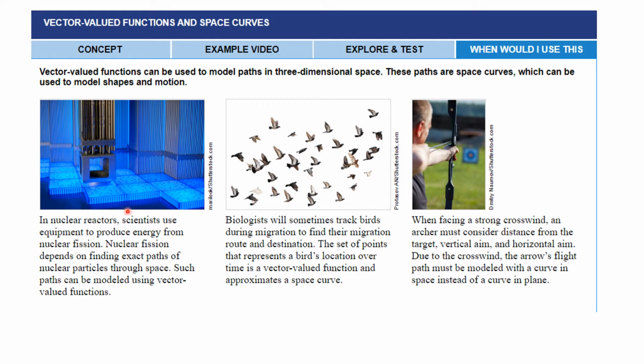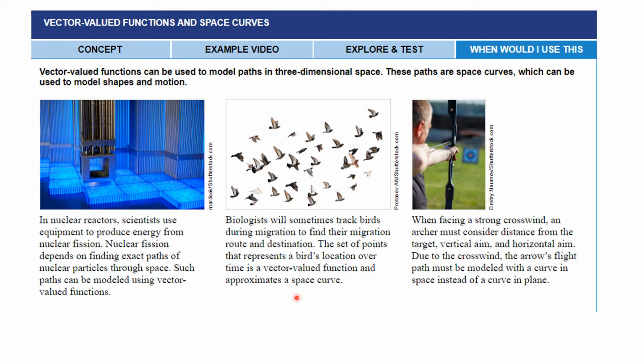Vector valued functions can be used to model paths in three-dimensional space. These paths are space curves, which can be used to model shapes and motion. For example, in nuclear reactors, scientists use equipment to produce energy from nuclear fission. Nuclear fission depends on finding the exact paths of nuclear particles through space. Such paths can be modeled using vector-valued functions.